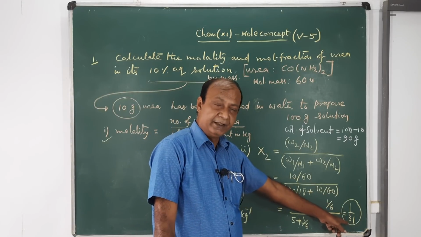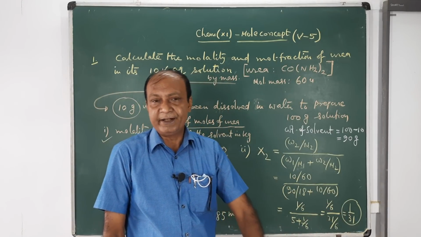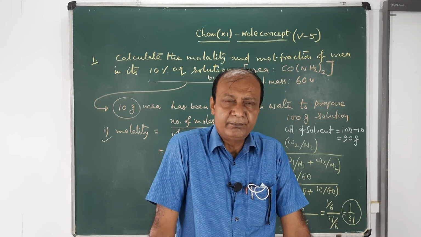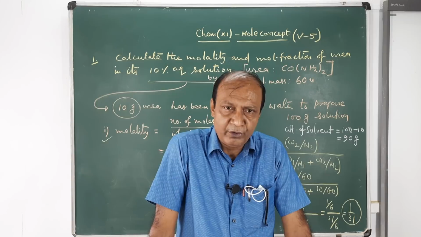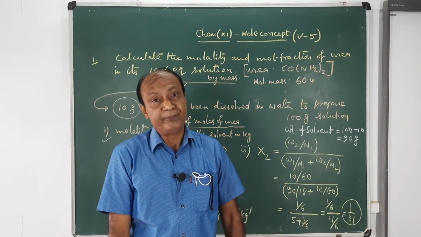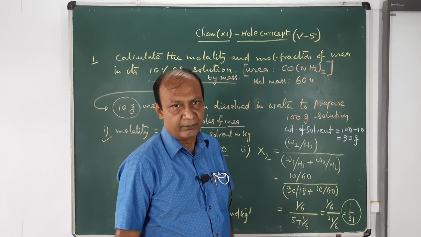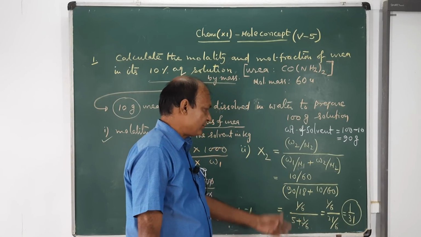You can leave it in this way. There is no need of changing it. 1 by 31 is the fraction, because mole fraction is asked, so you will leave the answer as the fraction 1 by 31. Don't convert it to a decimal value. This will waste your time.